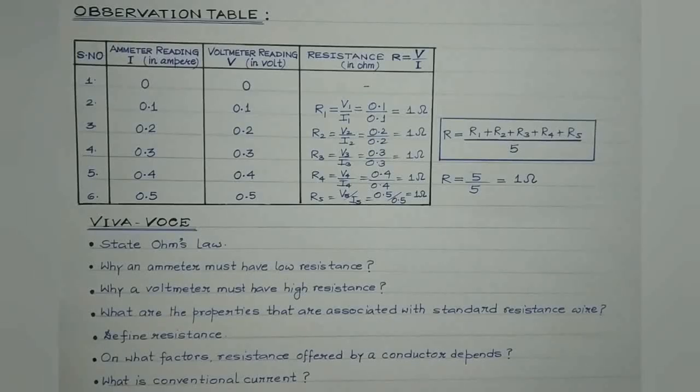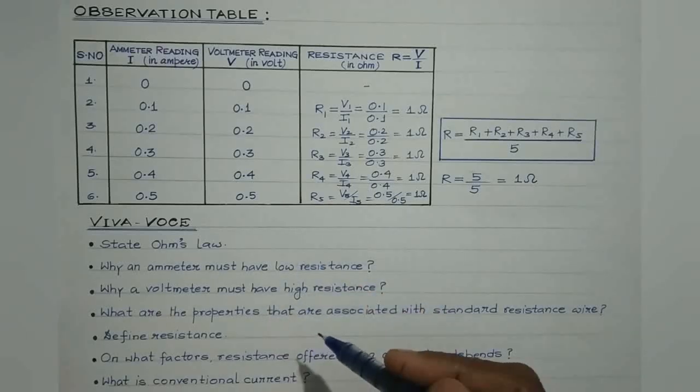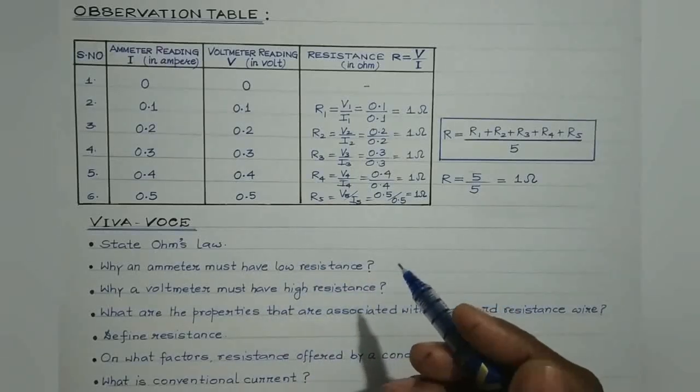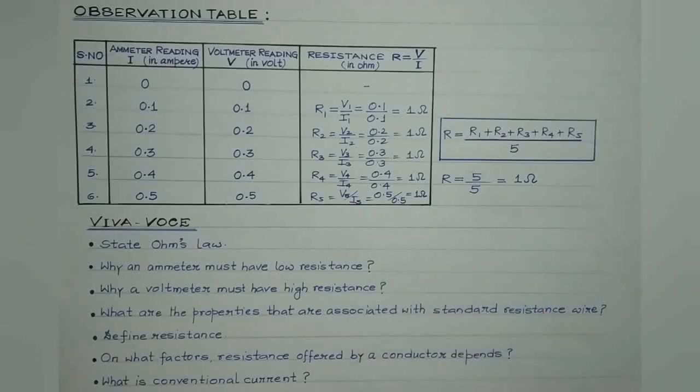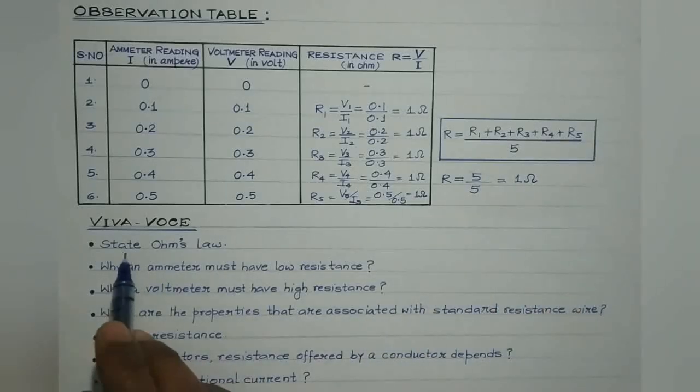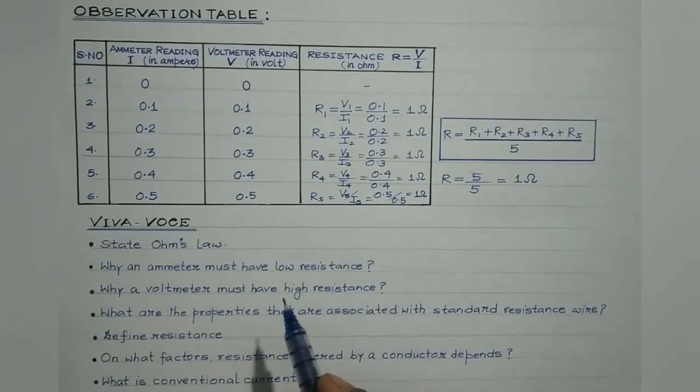Friends, while performing this experiment and drawing the circuit diagram, it must be noted that the positive terminals of the voltmeter and ammeter should be connected to the positive terminal of the battery, right? And now let's discuss some of the questions which might be asked during the experiment. These are the questions which an external or an internal examiner might ask you if you are given to perform this particular experiment. Like the statement of Ohm's law, you must be all aware of it.